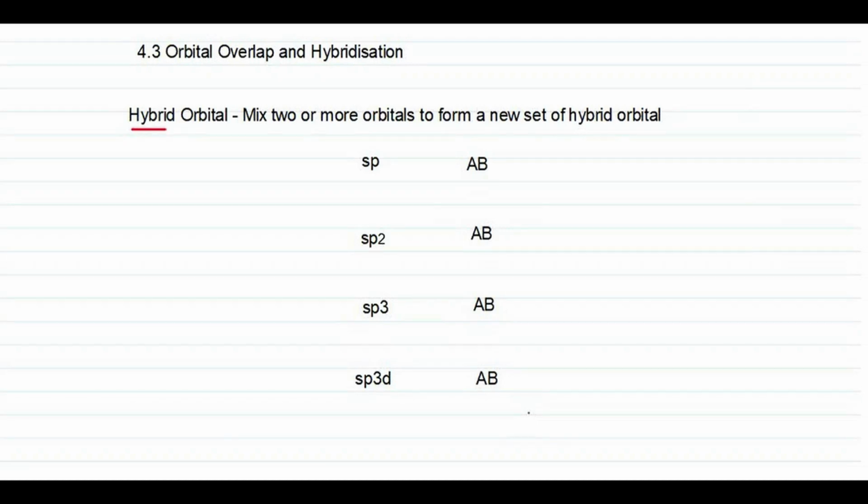Let's get started. Okay, first, we need to know what hybrid orbital really means. As we have learned last time, hybrid orbitals are basically mixing two or more orbitals in order to form a new set of hybrid orbitals. You can imagine it as a car that uses fuel and a car that fully uses an electric source. When you mix both technologies, you will produce a hybrid car, which can use both electric and fuel in order to move around.